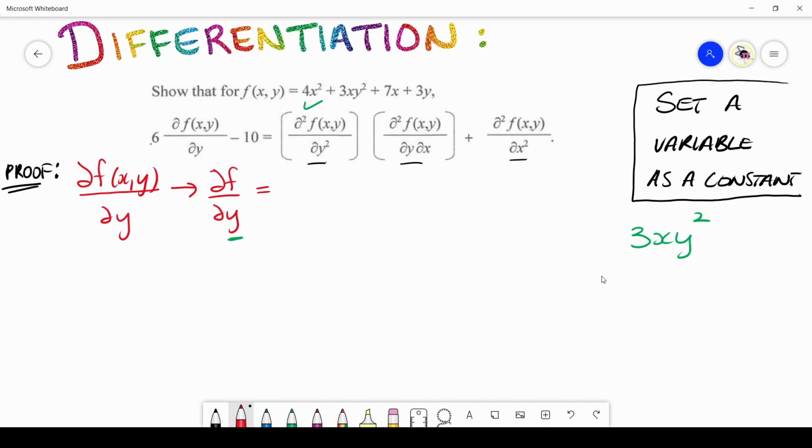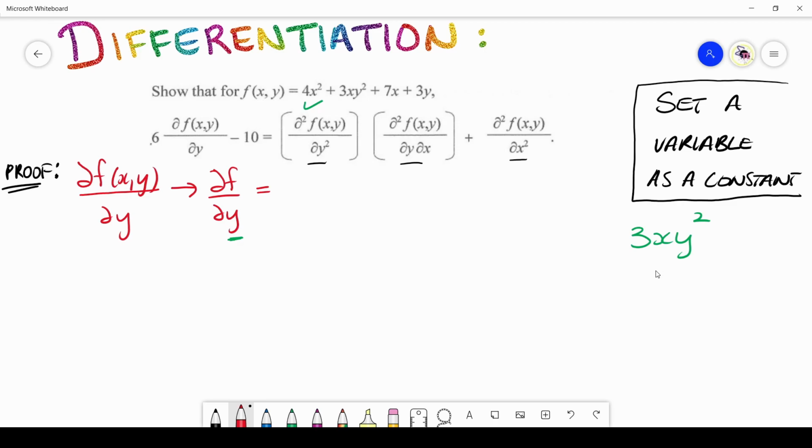Now, here is where students get lost. They go ahead and they use the product rule. A product rule is used when you have two distinct variables. But you have to remember that for partial derivatives, there is only one variable. When you are differentiating with respect to a particular variable, in this case y, then you set that one variable as the only one that's varying. Everything else is a constant. So for this part, x is actually just a constant. So you will not use the product rule here.